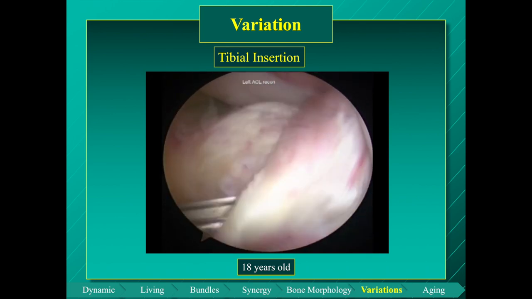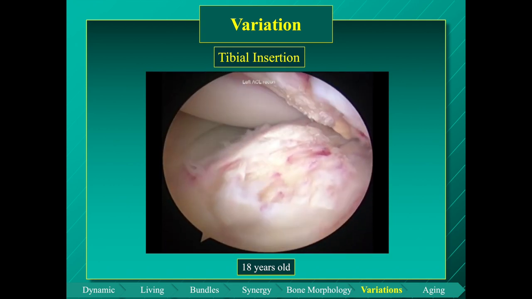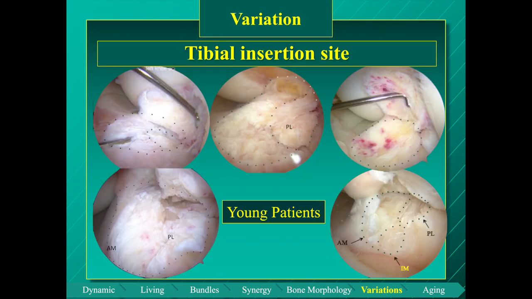Arthroscopic examination requires cutting of the ACL remnant near the tibial insertion, revealing the distinct insertions of the bundles. Examination in young patients reveals different shapes, sizes, and bundle orientations, with a few patients even possessing a third intermediate bundle.